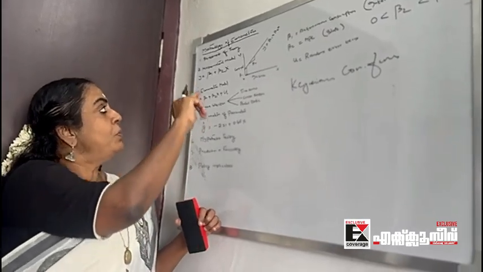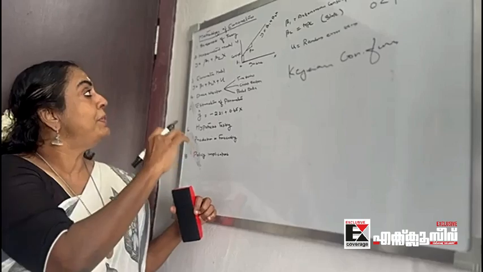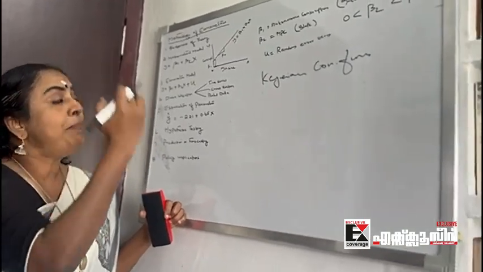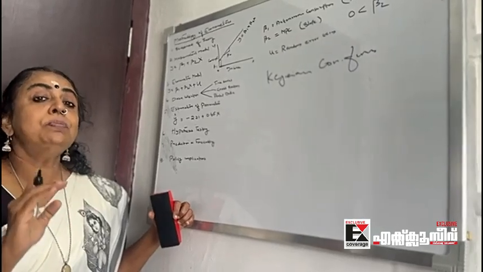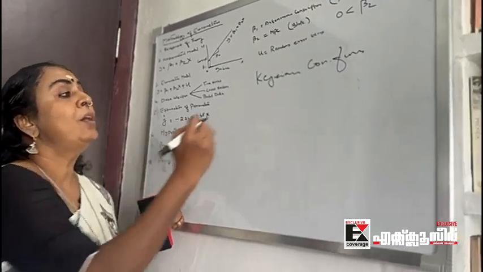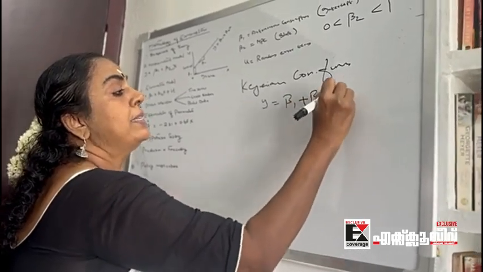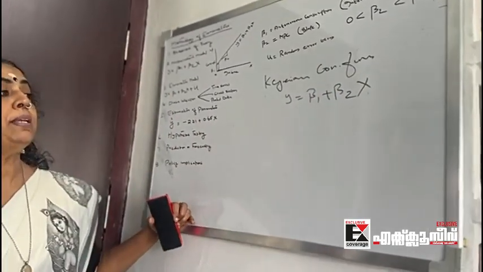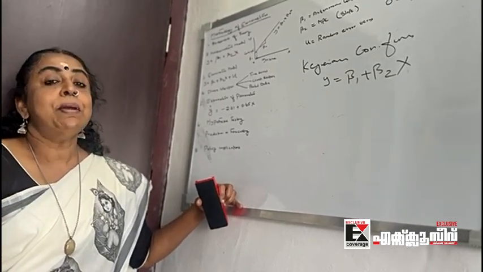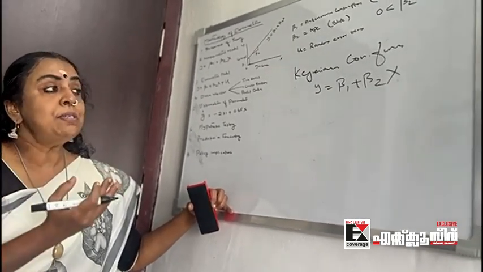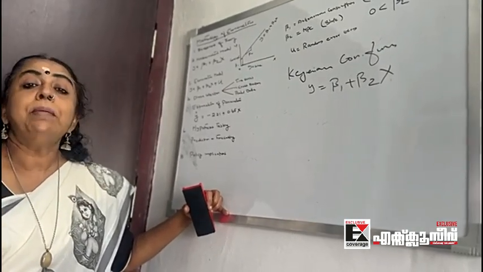So, the first step in the methodology of econometrics is the statement of theory, and the second step is the mathematical model. You can formulate a mathematical model based on this theory. You can write it as y is equal to beta 1 plus beta 2 x, where y is the dependent variable and x the independent variable. Y is consumption expenditure and x the level of income. Beta 1 and beta 2 are parameters of the model.